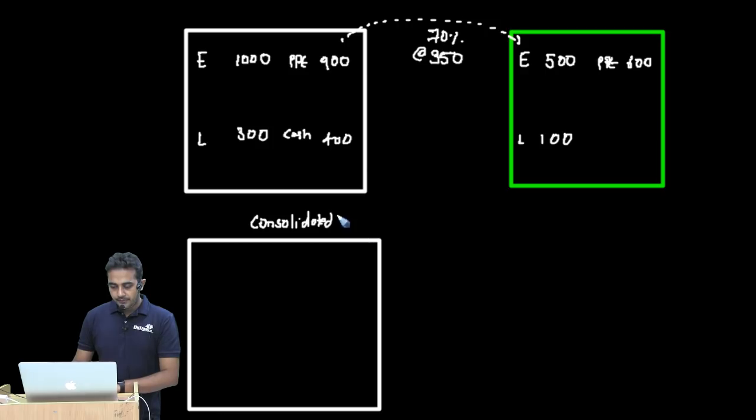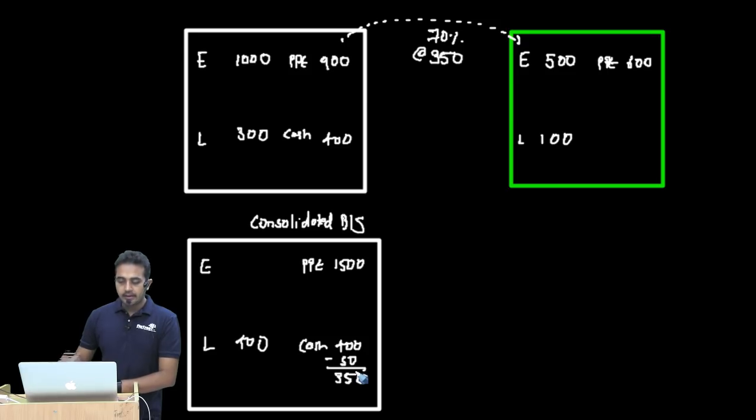Consolidated balance sheet. Now that balance sheet would be like this. Equity, let me come on to it later on. Liability 300 plus 100, 400. PPE 900 plus 600, 1500. And cash 400 minus 50, 350.